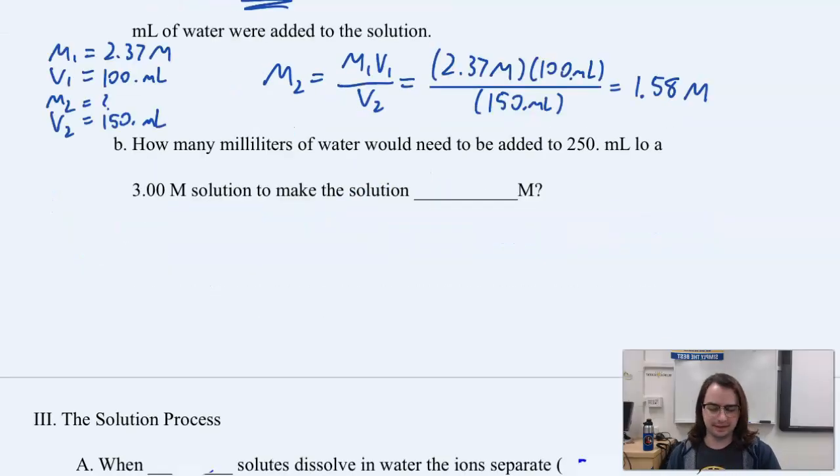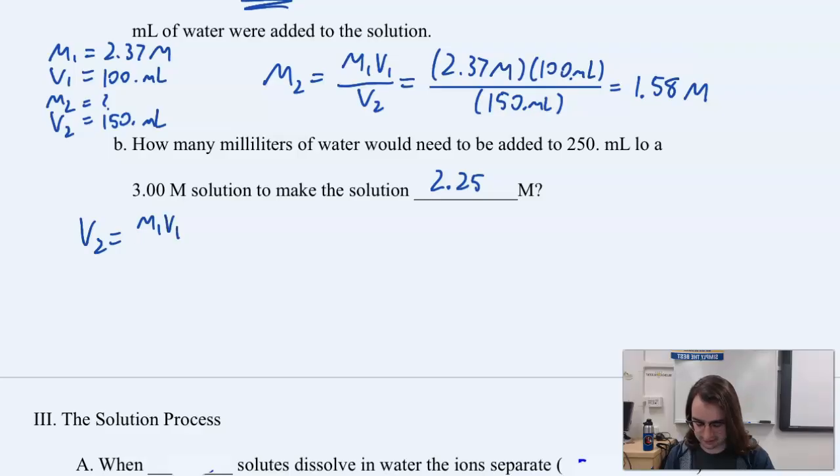Let's try another one. How many milliliters of water would need to be added, almost read that wrong, to 250 milliliters of a 300 molar solution, I don't know what that is, to make the solution 2.25 molar. So now we are actually looking for the amount of water that's supposed to be added. Okay, so this time we're probably looking for V2, right? So we're going to manipulate our equation a little bit, and we're going to look for V2.